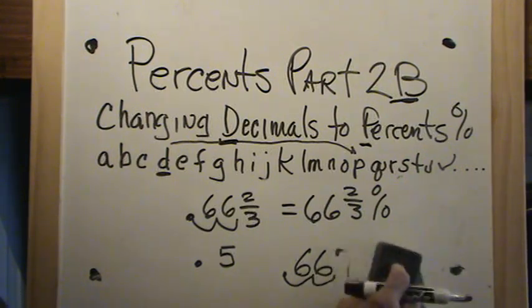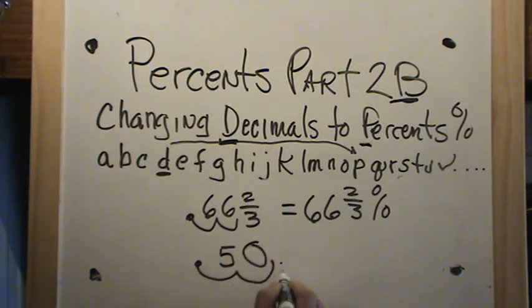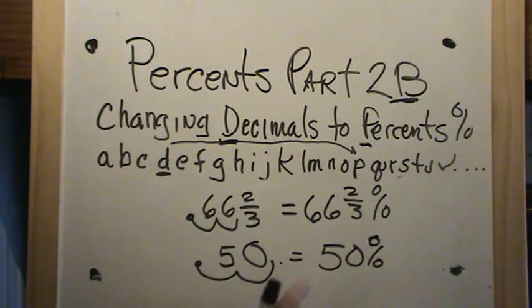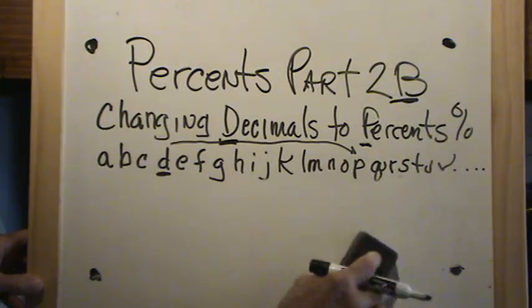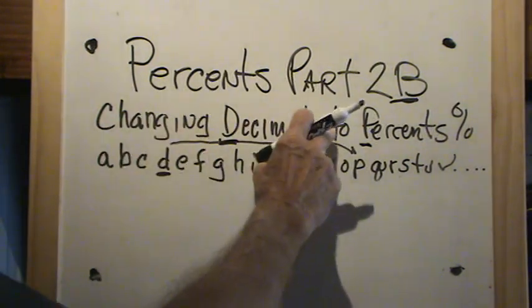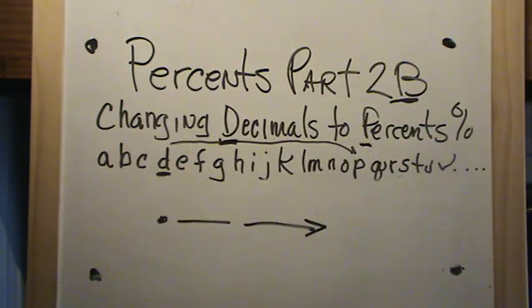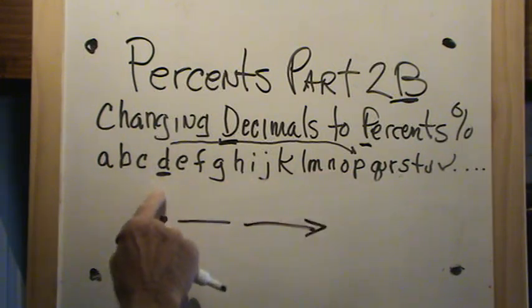And our final one, 5/10. We move the decimal place 2 places. We have to put a 0. So we have 50%. And we do not put the decimal there. Well, excellent. So that is changing decimals to percents. We move 2 decimal places to the right. And the way I remember that is I'm going from decimal to percent, from D to P, moves to the right.